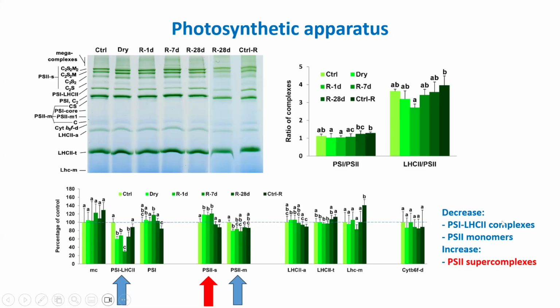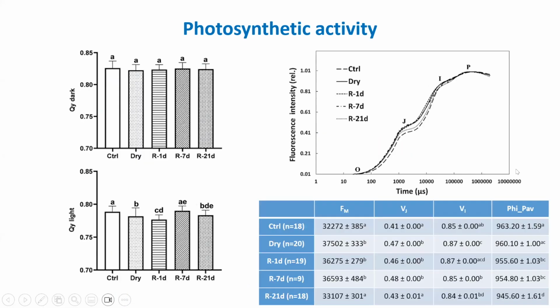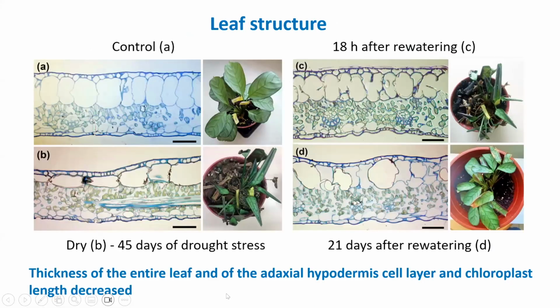And there are also some slight changes in the LHC2 and the PS1 complexes, a decrease in one. As for photosynthetic activity, the maximum quantum yield of PS2 is basically unchanged during drought and then the rewatering phase. There is a slight decrease, which is a little bit restored after rewatering, although it's not necessarily always a full restoration. So this is what we observe at the physiological level.